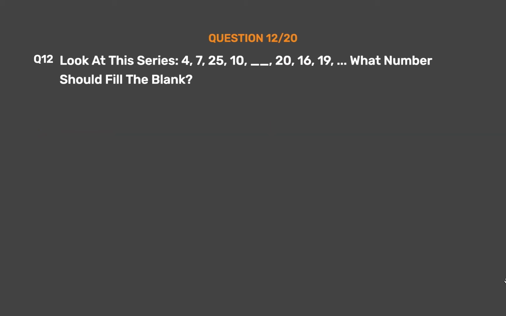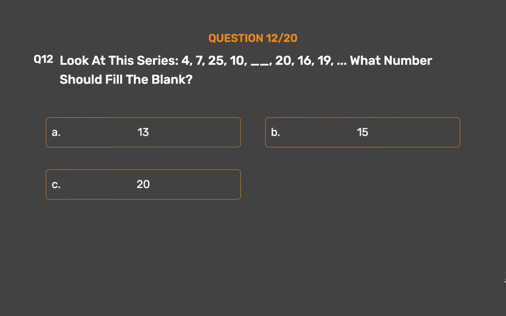Question number 12. Look at this series, 4, 7, 25, 10, underscore, 20, 16, 19. What number should fill the blank? Option A, 13. Option B, 15. Option C, 20. Option D, 28.